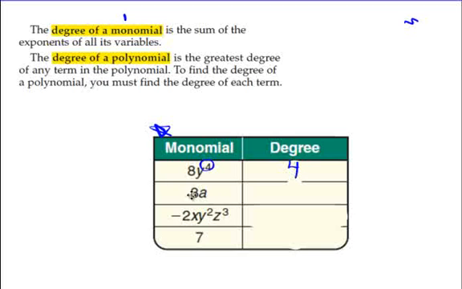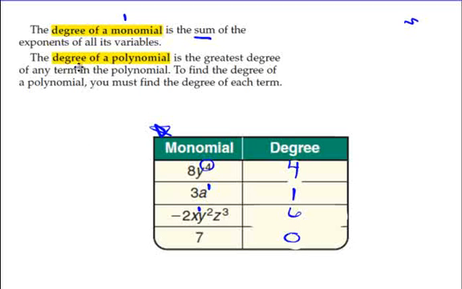So when I look at 3a, I don't count 3 at all, right? That's a coefficient, but I do have a to the first power. When I look at negative 2, I don't care about negative 2, but I do see 3, 2, and x would be the first. So what do I have to do? I have to find the sum of the exponents of all of its variables. So 2 plus 3 is 5, plus 1 is 6. Then our last one, I don't have any variables, so I have an exponent of 0.